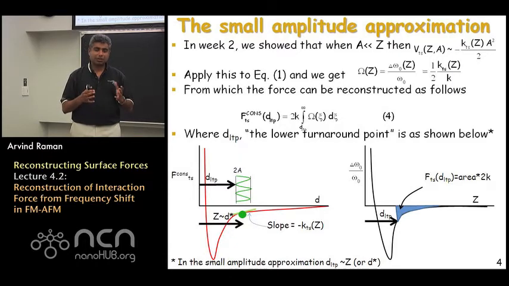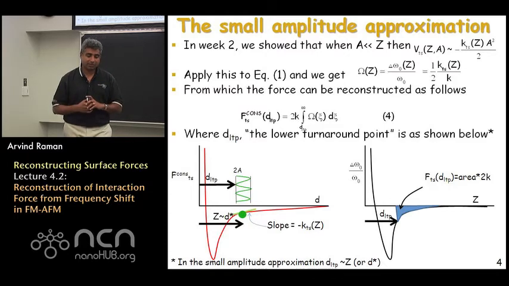So with that caution in mind, let's see how one would convert frequency shift versus z into interaction forces when the tip oscillation is extremely small compared to z, the separation between the tip and the sample. Now in week 2 we showed that in this case, when A is much less than z, the virial is simply given by negative k_ts A squared over 2. k_ts is simply the negative gradient of the tip-sample interaction force with respect to d.